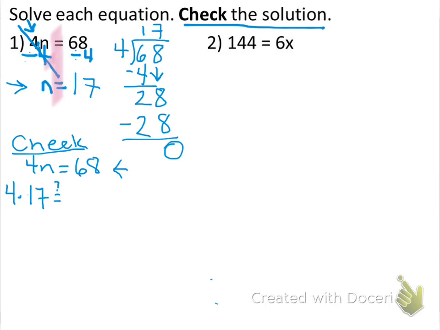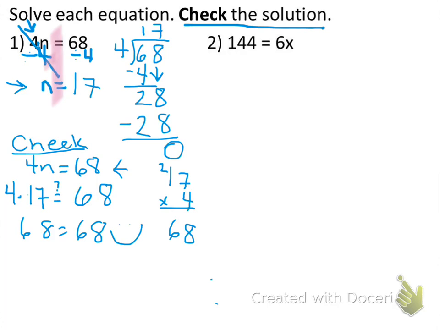The reason for that is we're not sure if it's true or not. Is 4 times 17 really equal to 68? Well, let's check. 17 times 4. 4 times 7 is 28. 4 times 1 is 4, plus 2 is 6. So that means that 68 is equal to 68, and we know we are correct. If you get a different number here, it means you made a mistake. So you need to go back and see where your mistake was. Check your work.